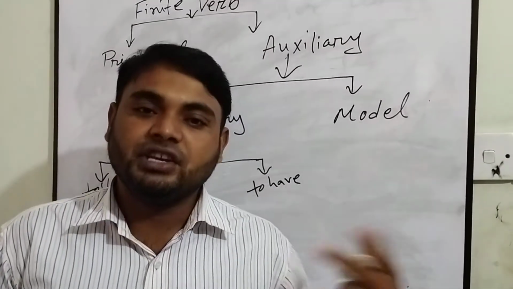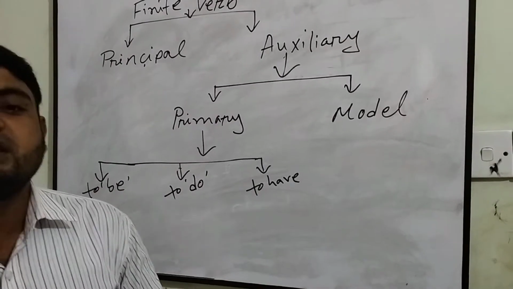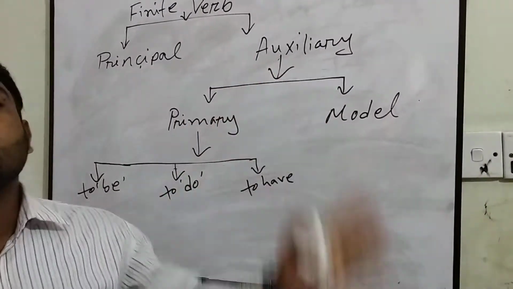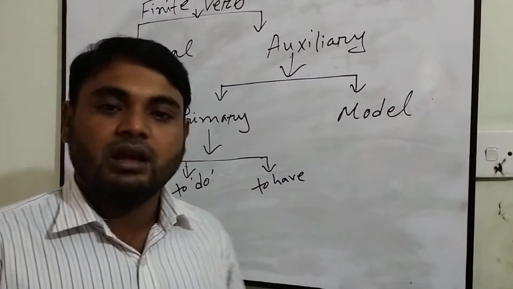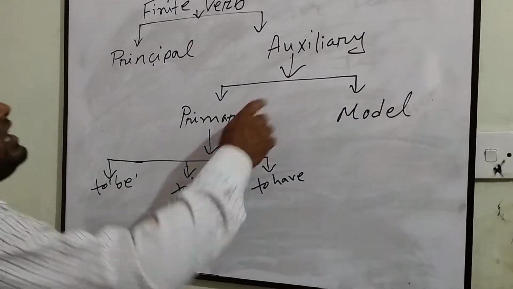Suppose, I am eating rice. This is the present continuous tense. Here am we have used. In this sentence, am has no meaning. In the sentence, the auxiliary verb has no meaning, but the principal verb has meaning. Okay? So let's classify auxiliary verb.